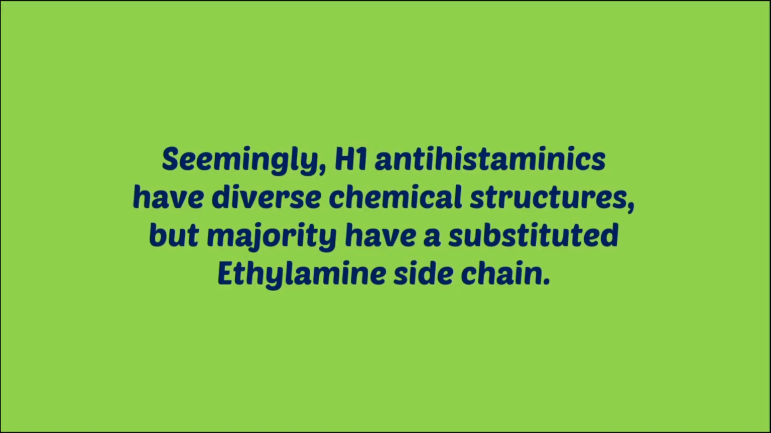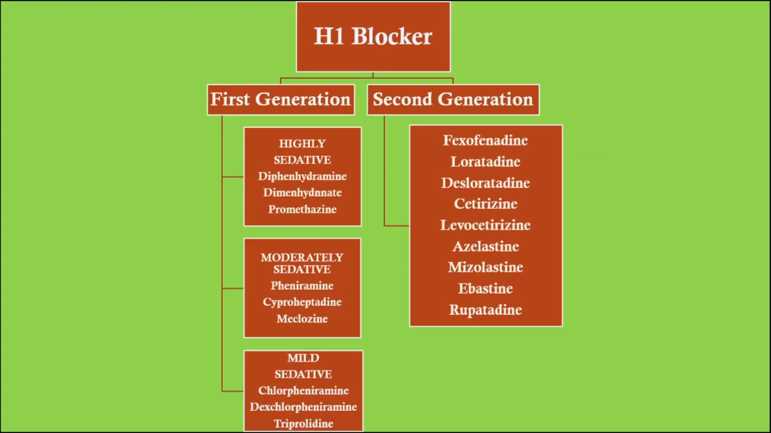Seemingly, H1 antihistaminics have diverse chemical structures, but the majority have a substituted ethylamine side chain, right? Means in their chemical structures, all H1 antihistaminics contain an ethylamine side chain. Now if you remember the structure of histamine, it also has an ethylamine side chain, right? So this structural similarity causes H1 antihistaminics to bind on the H1 receptor.